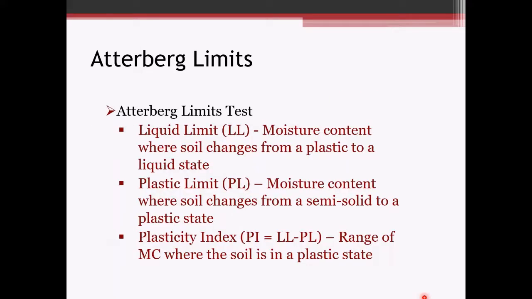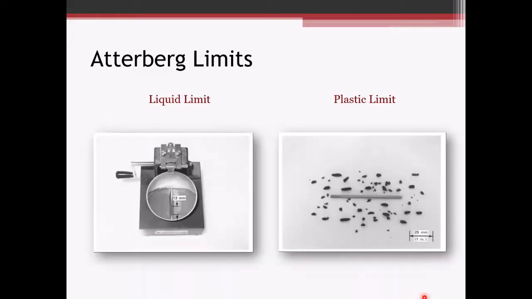So the next test is the Atterberg Limits test. And the liquid limit, that's considered the moisture content where the soil changes from a plastic to a liquid state. The plastic limit is the moisture content where the soil changes from a semi-solid to a plastic. And then the plasticity index is just the difference between the two, which is the range of moisture contents where the soil is in a plastic state. And the Atterberg limits are typically performed on cohesive materials that you can roll with a thread, silts and clays.